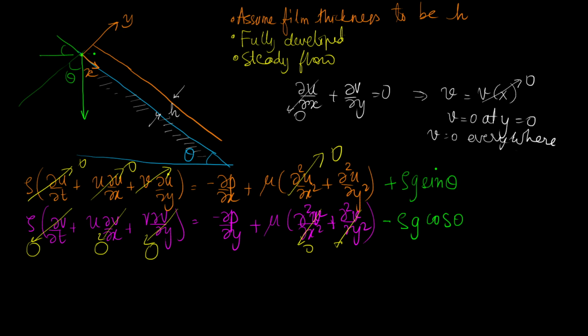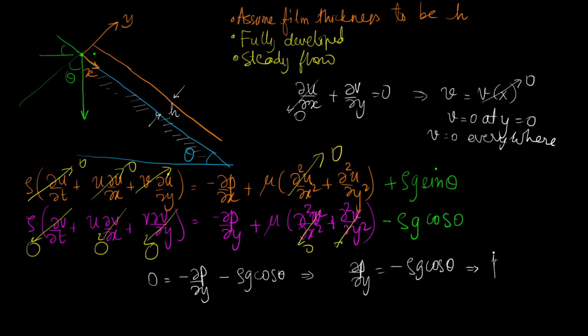So from the y momentum equation we have 0 equal to minus del p del y minus rho g cos theta. So we can write this as del p del y is equal to minus rho g cos theta. We can integrate this to write p equal to minus rho g cos theta y plus function of x. Okay, in general it can be a function of x.